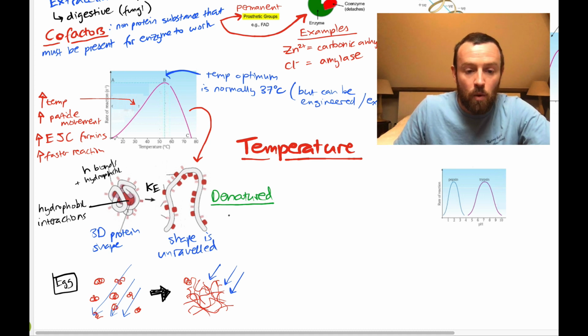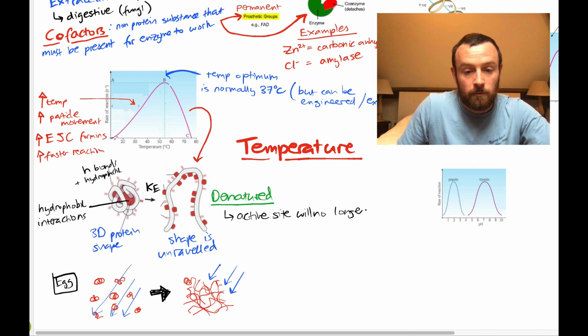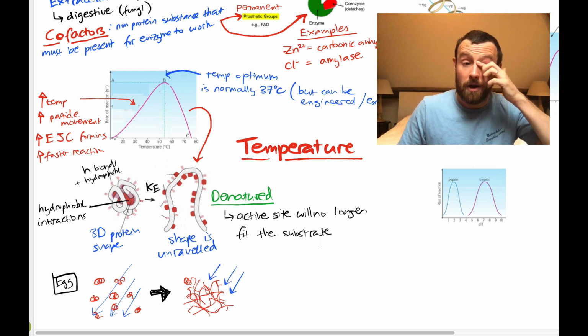So denaturing causes the enzyme not to work, and you've got to be specific. Let's not forget to say why. Denatured, the active site will no longer fit the substrate. So therefore it won't work.